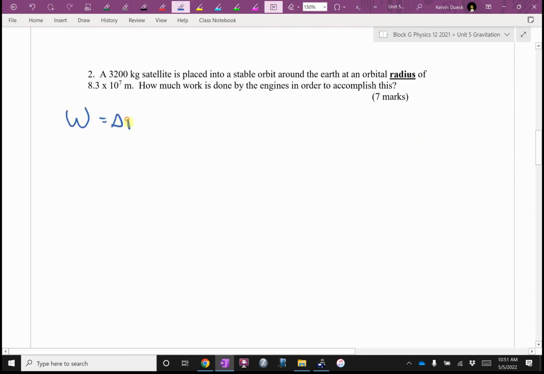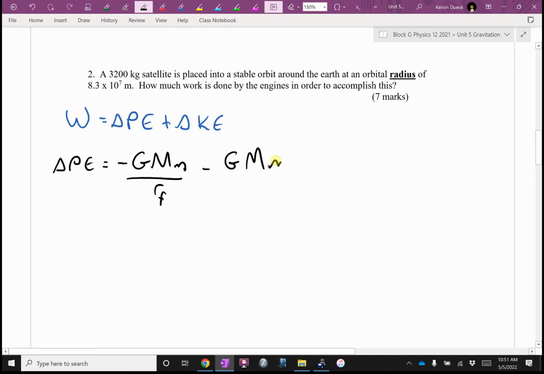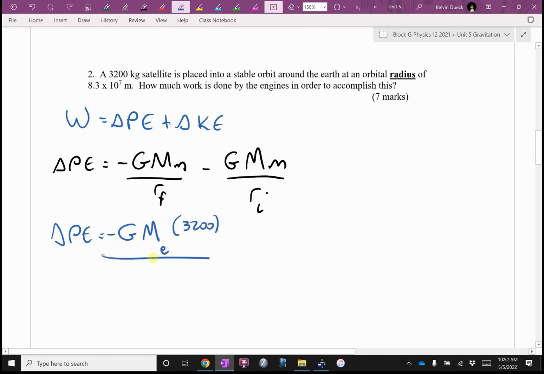Well, work is the change in potential plus the change in kinetic. This is going to be a lot of writing. The change in potential is going to be negative big G, big M, little m over R final minus negative big G, big M, little m over R initial. The change in potential is going to be negative big G mass Earth. I'm not even going to write that out. I'm feeling lazy. Times 3200 divided by that 8.3 times 10 to the 7th.